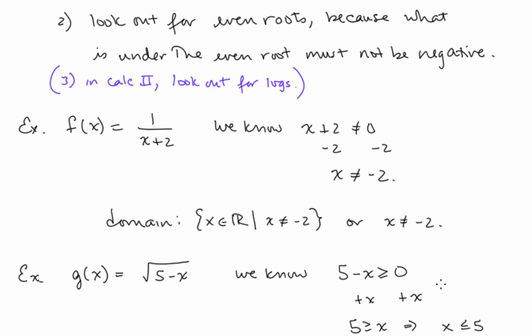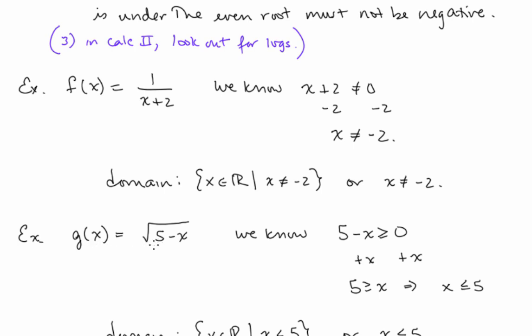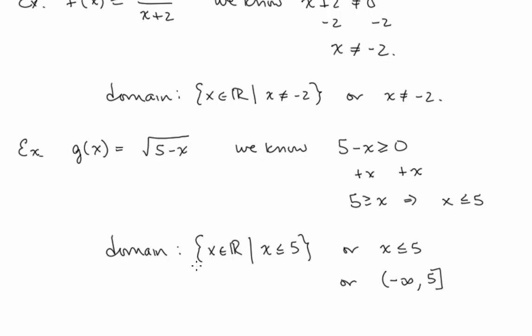And we want to also look out for even roots because what is under the even root must not be negative. So for g of x equals radical 5 minus x, we know that 5 minus x must be greater than or equal to 0. So we add x to both sides, and this is saying that 5 must be greater than or equal to x, or x must be less or equal to 5. So our domain here is a set of x in the real numbers such that x is less or equal to 5. Or less formally, we can just say x is less or equal to 5, or in interval notation, we can say -infinity to 5 closed on 5, meaning we're including the 5 in our set.